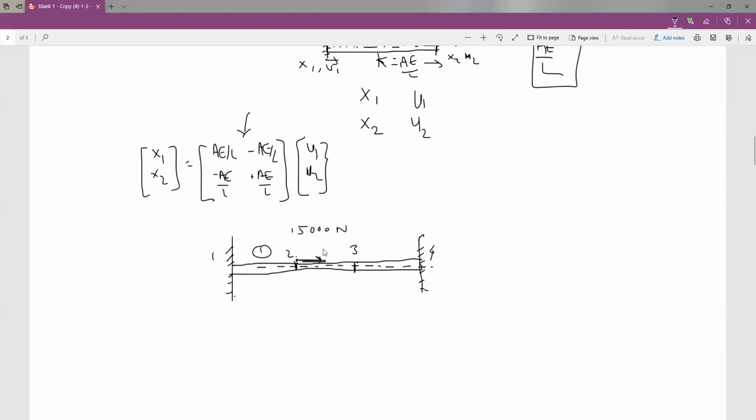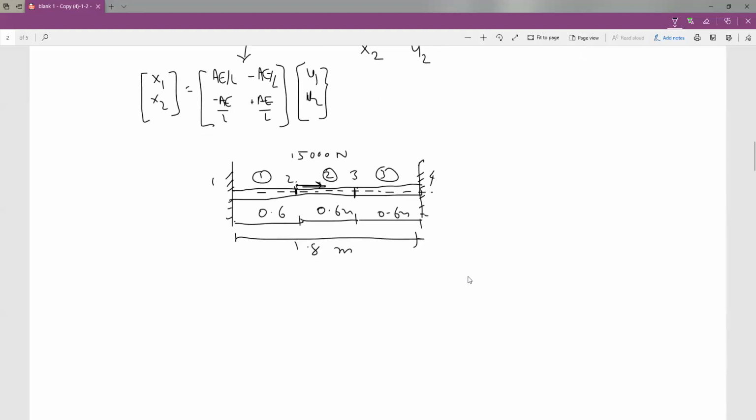Again, I may call the members 1, 2, 3, and the length of the individual bars is given as 0.6 meter, 0.6 meter, 0.6 meter. Total length is 1.8 meter. Nodes are 1, 2, 3, 4. Members are 1, 2, 3. So it is a three-bar assemblage, and we have to find the stiffness matrix of this.